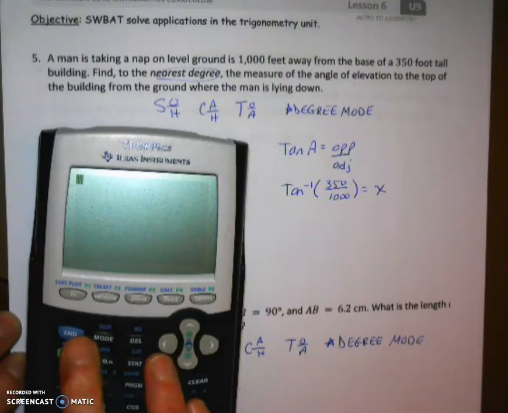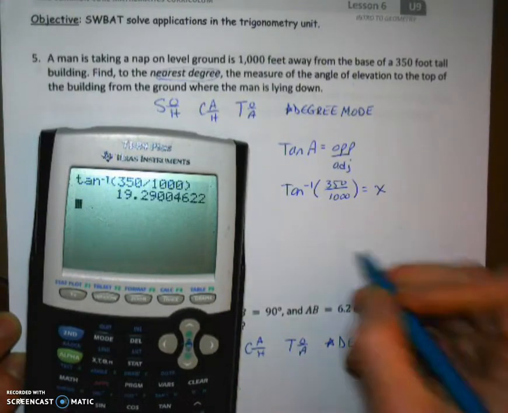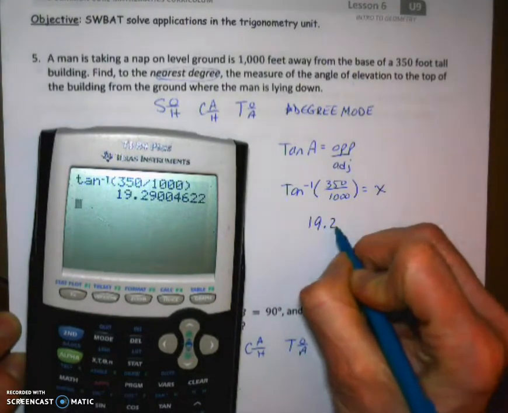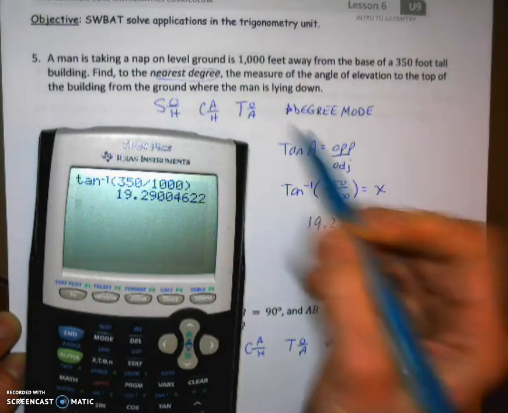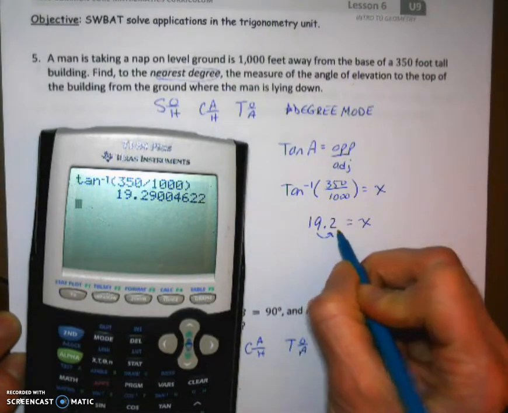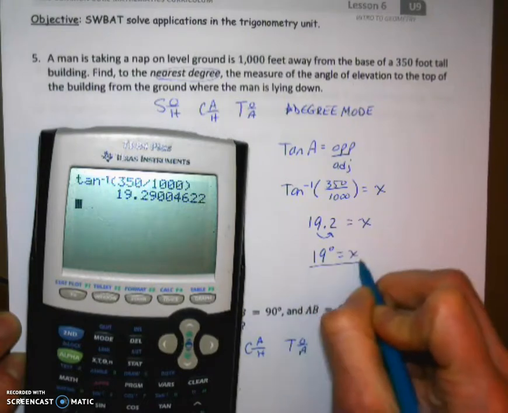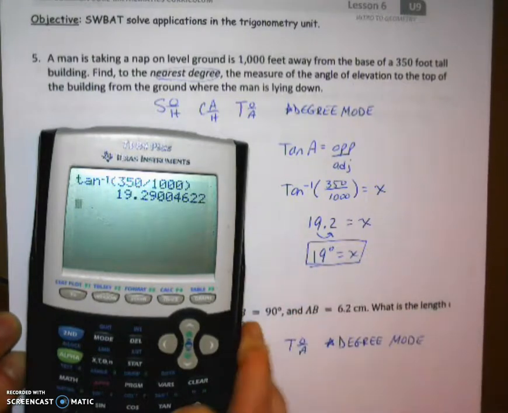So when I put this in my calculator, I hit the second key, I hit the tangent key, that gives me the inverse function. I do 350 divided by 1,000, and that gives me an answer of 19.2 is equal to the value of x. They want me to round to the nearest whole number, the nearest degree, so since the number after the 9 is less than 5, my final answer is 19 degrees.